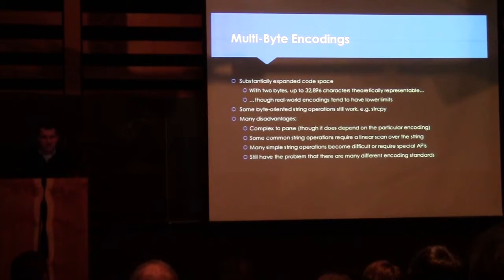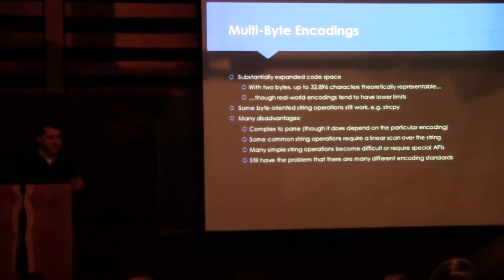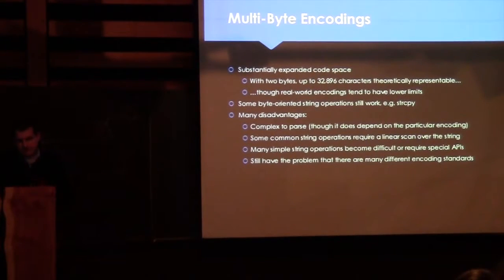It's complex to parse. Some common operations, like we saw, require a linear scan over the string. Many string operations become difficult, so this does not map well to many of the existing C APIs that we have. For example, if you want to know if a character is an alphabetic character, you can't call isalpha because the type that it takes is a single char. And we still have the problem that there are many different encoding standards, so we have the interchange problem. You have to know what the encoding of the text is when you read it into your process.